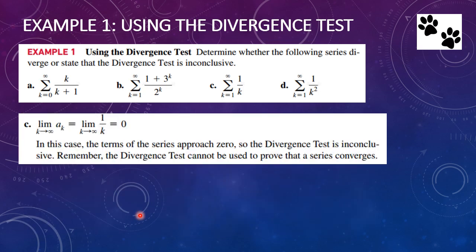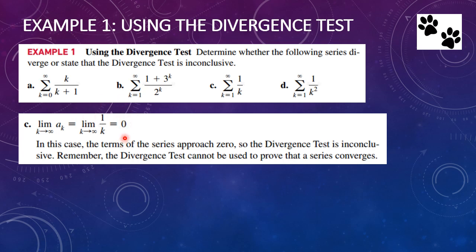Let's look at C now, okay? When we apply infinity into 1 over k, 1 over infinity is 0, okay? In this case, the terms of the series approach 0, so the divergence test is inconclusive. Remember, the divergence test cannot be used to prove that a series converges. All we know here is this is true if a series converges, but it's not conclusive that the series converges just because this equals 0.